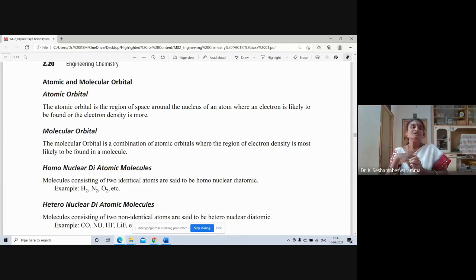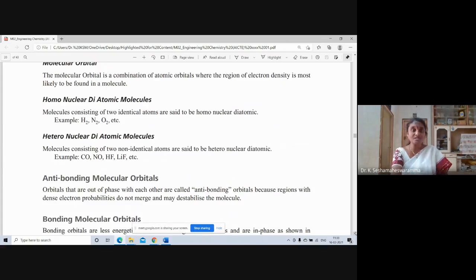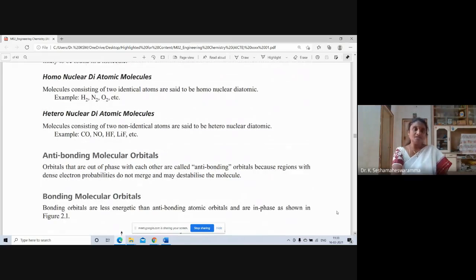Homonuclear diatomic molecules are molecules consisting of 2 same atoms. Examples: hydrogen, oxygen, chlorine, nitrogen, like that. Heteronuclear diatomics are molecules consisting of 2 different atoms. Examples: carbon monoxide, nitrogen monoxide, hydrogen fluoride, lithium chloride, etc. Next are bonding molecular orbital, anti-bonding molecular orbital, and non-bonding orbital.